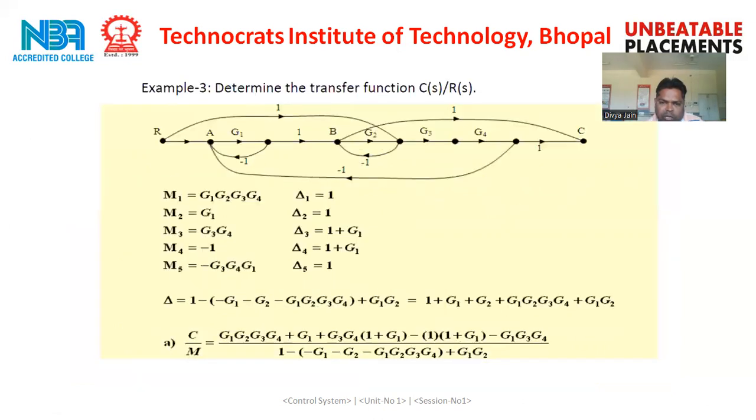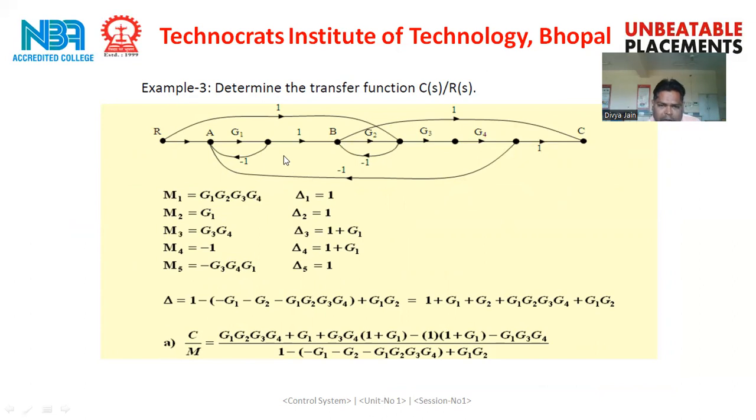We will discuss the next example of a signal flow graph. In this signal flow graph, we will find all possible forward paths. So in this case, from the input to output, G1 to 1, 1 to G2, and G3 to G4, and G4 to 1 is the first forward path. So the result will be G1, G2, G3, and G4.